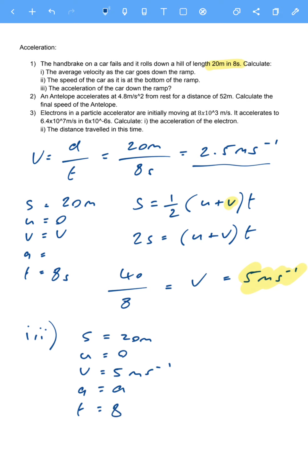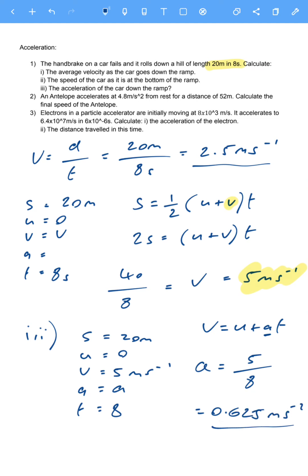So we could simply use V equals U plus AT. So I need to rearrange to find the acceleration. So its acceleration is change in velocity divided by change in time. So the change in velocity is 5 divided by the change in time, which is 8. So the acceleration is simply 0.625 meters per second squared. Okay, hopefully that one went okay.